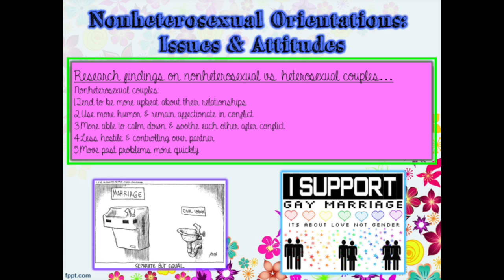So some interpersonal qualities of non-heterosexual relationships can be seen here on the slide. They tend to be more upbeat about their relationships, according to research. They use more humor and remain affectionate in conflict. They're more able to calm down and soothe each other after conflict. They're less hostile and controlling over their partner, and they move past problems more quickly than heterosexual couples, according to research.